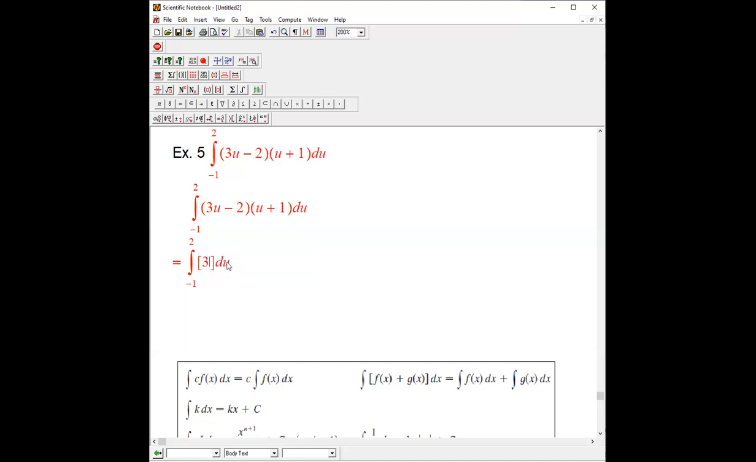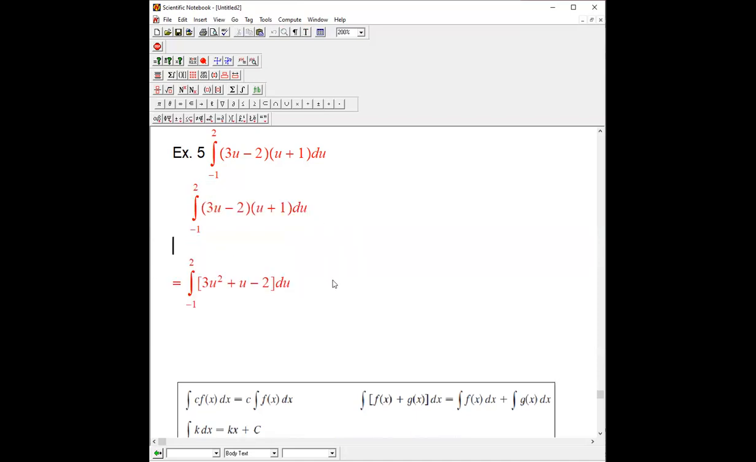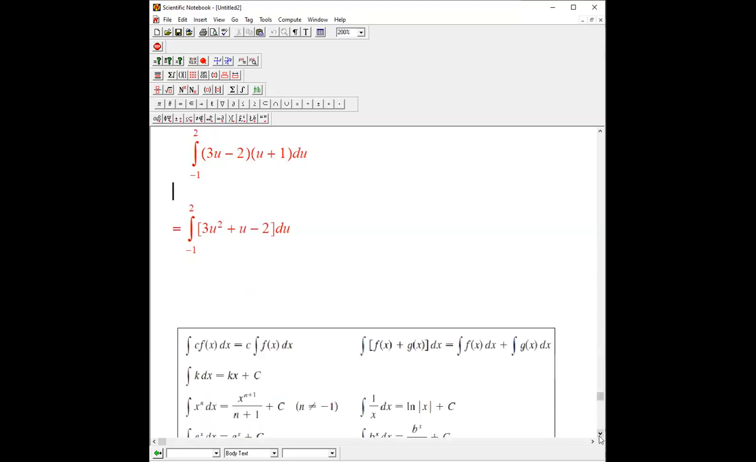Then you get 3u squared plus 3u minus 2u. So that's going to be plus u minus 2. Make sure you FOIL it properly, right? And write it down line by line properly. Maybe leave a line in between. And the next step, you can either separate them, or you just do them all together.